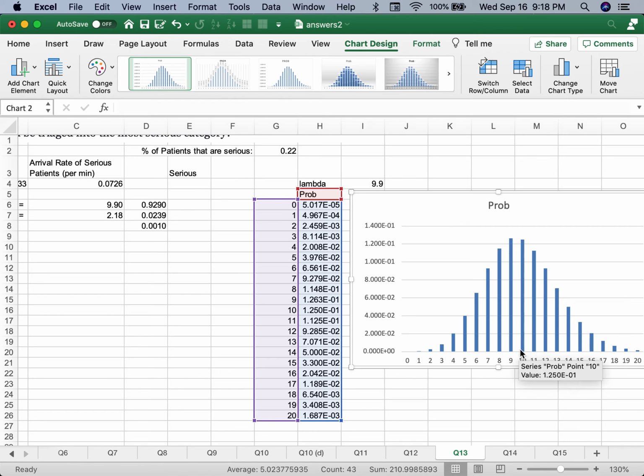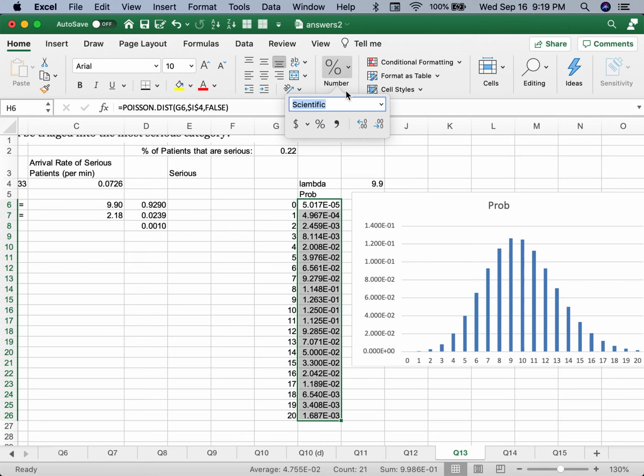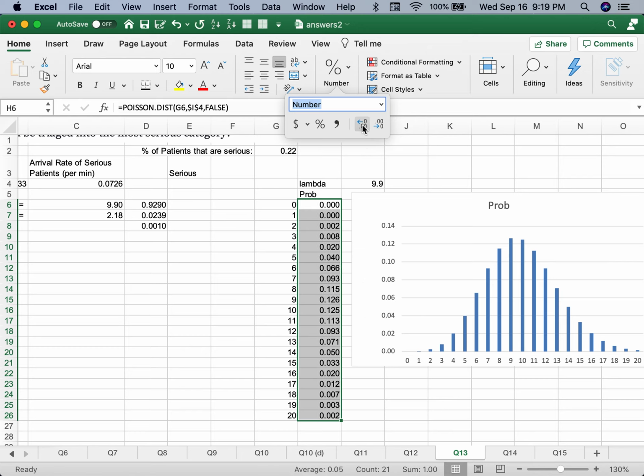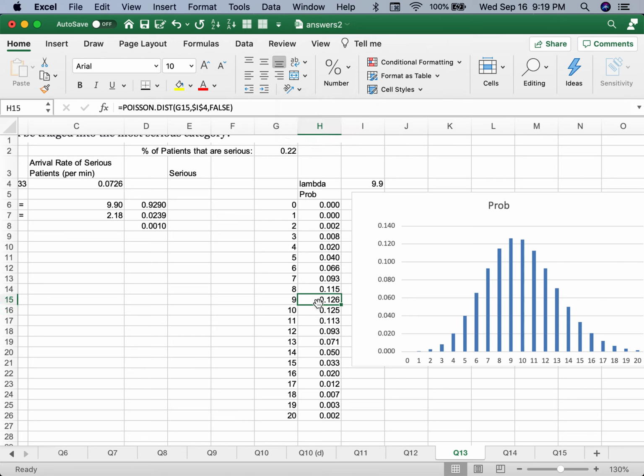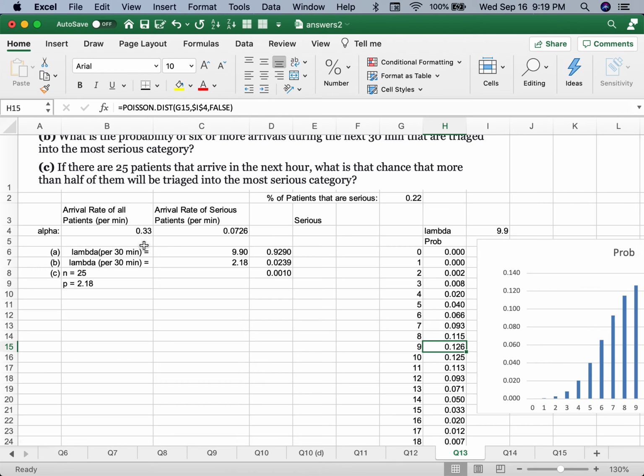So it looks like the highest probability is for somewhere between 9 and 10. Obviously the mean is lambda equals 9.9, so that's what we expected. And the probabilities for all the rest of these, let's change these, instead of scientific, let's make them numbers, a little bit more precise, so there's a better idea of the numbers. So the highest percentage is around 12.5%, 12.6, right there between 9 and 10, which is what we expected. So that's what we're looking at for the probability in the first part here.